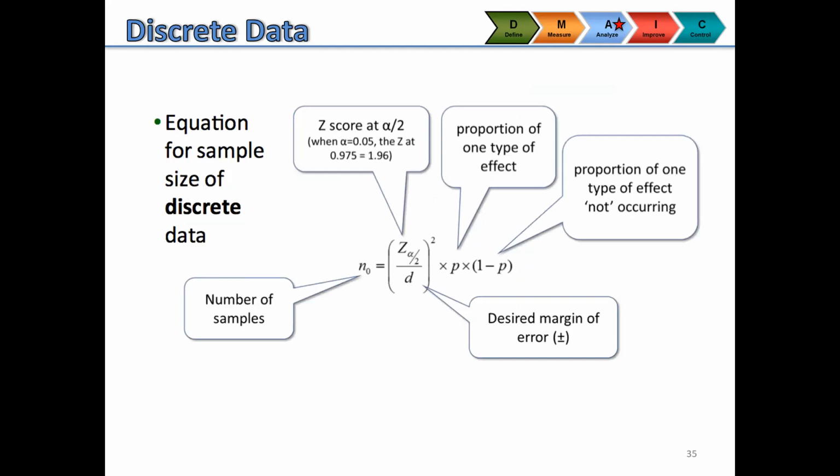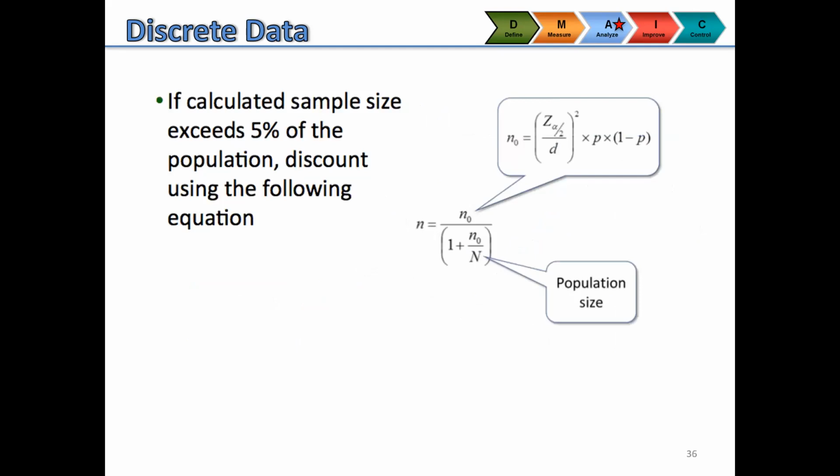And then discrete data, which is stuff we count, polls, coin tosses, dice, poker machines, things like that. The equation for the sample size is here. Z-score, proportion of one type of defect. We're going to get into a lot of that when we get into, it's almost one of the last hypothesis tests we do, and we actually do a poker machine to find out if the poker machine's broken or not. And again, if the calculated sample size exceeds 5%, discount using this formula. Not on the exam, just for your exposure.